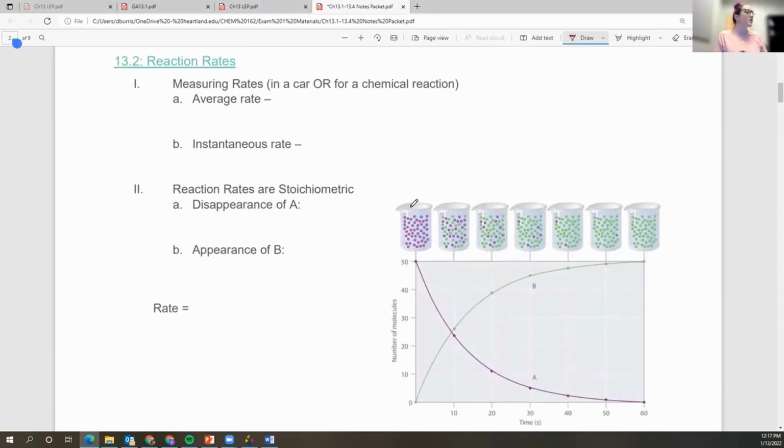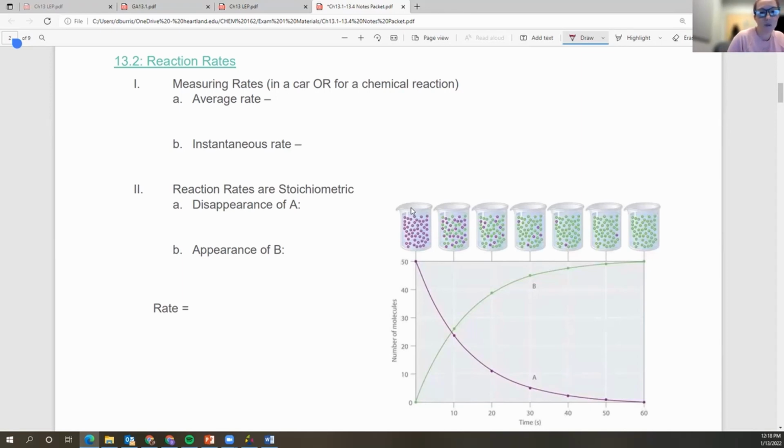Okay, so moving on to section 3.2, how do we actually measure the rates of these reactions? You guys will be doing that in one of your first labs. It's the same as if you were in a car and I wanted to measure the rate at which you are moving. It's the distance over time, right? So instead we're going to measure the concentration over time, which should change.